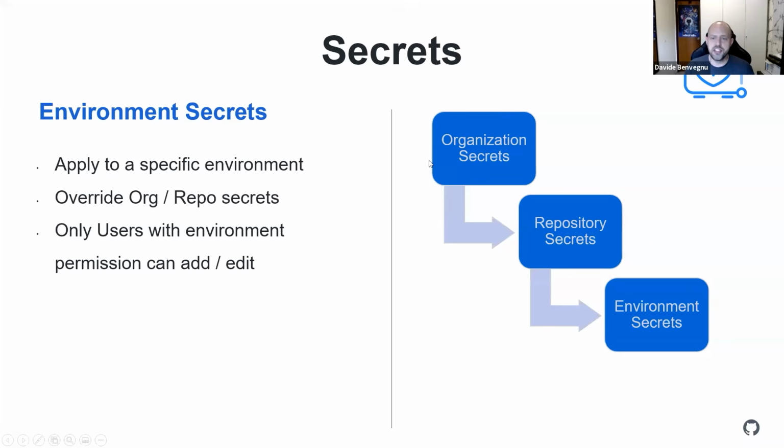To recap, organization secrets are the higher level. We then have the repository secrets, and we have the environment secret underneath. Whenever a GitHub action runs, it will first check if the secret is present in the environment. If there's no secret with that name in the environment, it will fall back to the repository. And if you are in an organization context and there's no secret with that name in that repository, then it will fall back to the organization secrets.